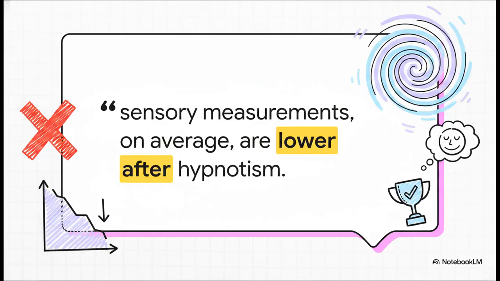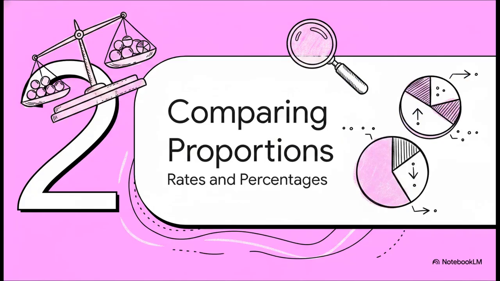Case closed. Because our p-value was so incredibly low, we reject the null hypothesis. Remember, the null hypothesis basically claims, hey, nothing happened here. We throw that right out, and we reach a mathematically sound conclusion that the hypnotism was indeed effective at lowering pain measurements on average.